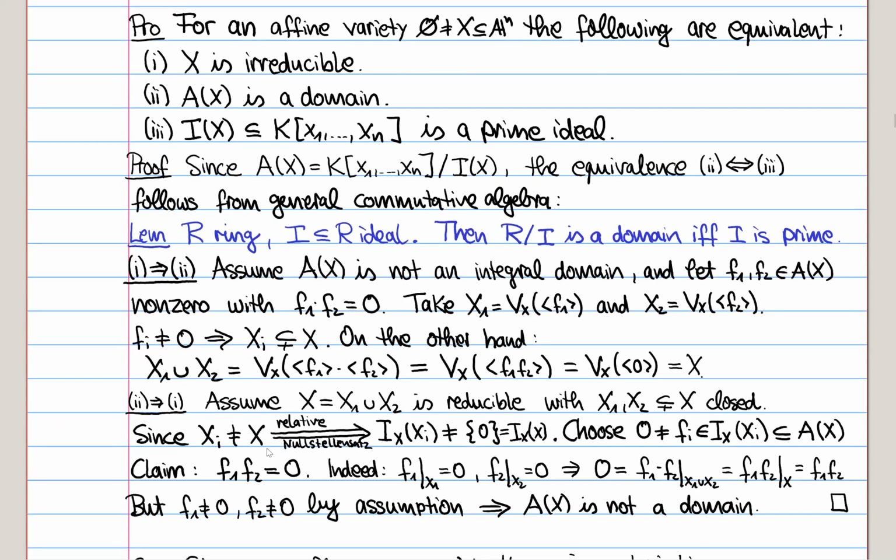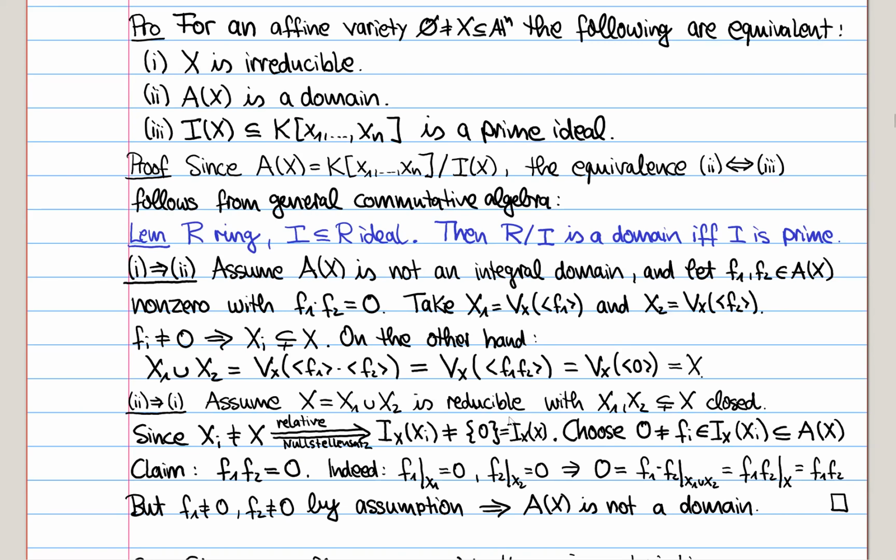If you have this inequality, then I claim that this relative Nullstellensatz tells you that also the ideals of these two sets are not the same. We left this relative Nullstellensatz as an exercise, but what it really does is it tells you there's a bijective correspondence between subvarieties of X, and then by taking the ideal, you land in radical ideals of A of X. And so in particular, if these two are not equal, then the ideals are also not equal.